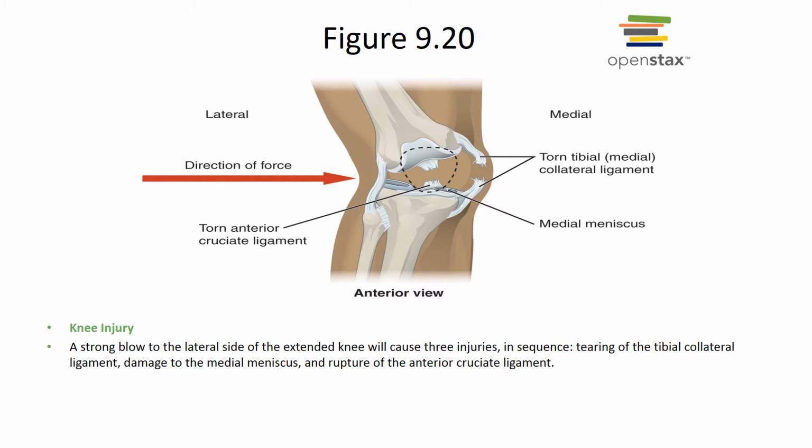And then finally, knee injuries. Again, the synovial joints of the body are the weakest because they allow for the greatest range of motion. And if you have, for example, a strong blow to the lateral side of an extended knee, it can cause tearing of ligaments, damage to the meniscus, or rupture of ligaments. And surgery may be needed to correct this. This concludes the chapter on articulations and joints.